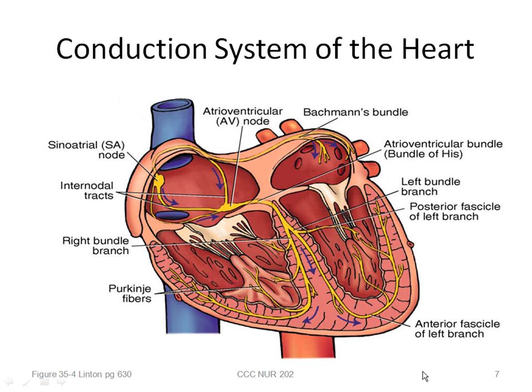The rest of it, you basically have your bundle branches, your right and left bundle branches. Then you get down into the fascicular areas and branches, and then into the Purkinje fibers, which get into the muscle themselves.